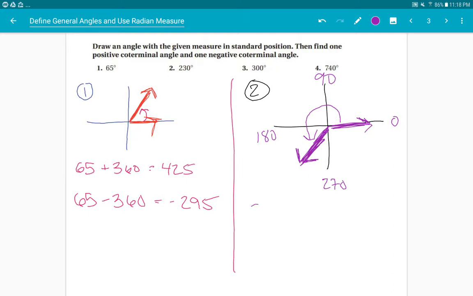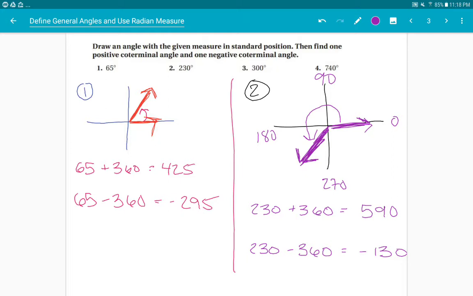So we have 230 plus 360. That's going to give me 590. That's a positive coterminal angle. And 230 minus 360 is negative 130, which is a negative. So we have one positive, one negative, and there you go. Those are the two angles.